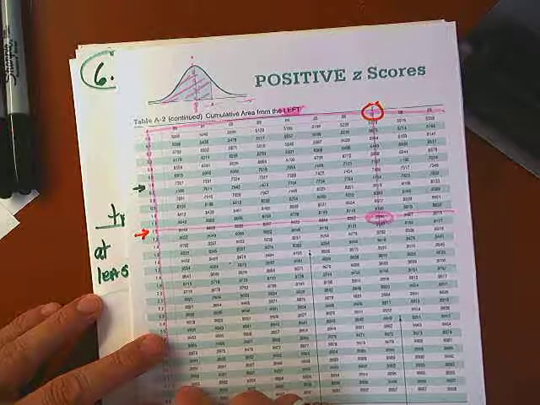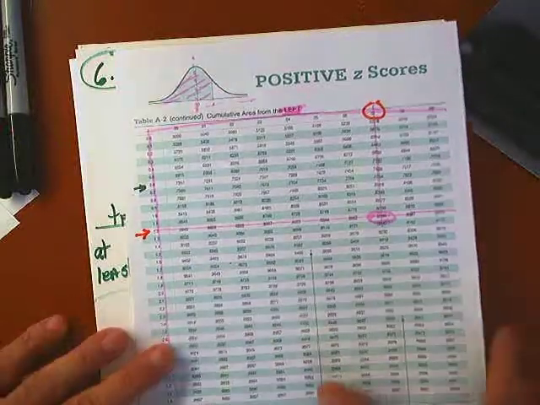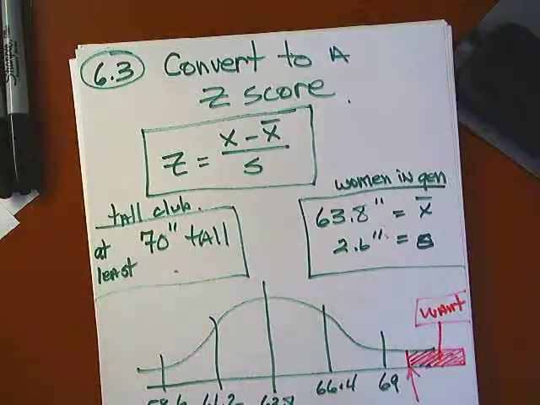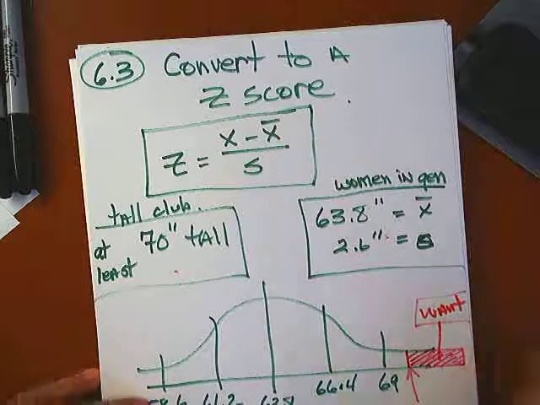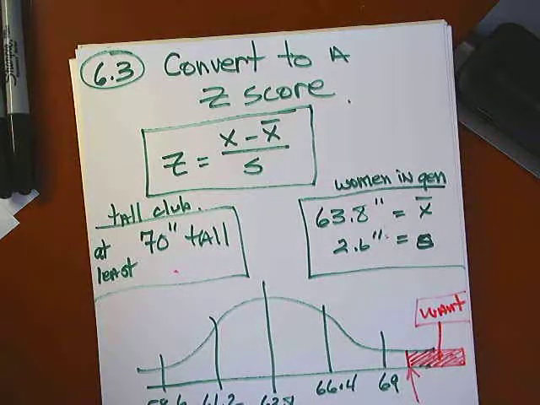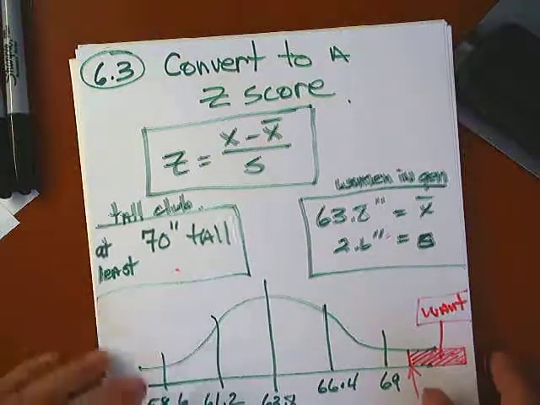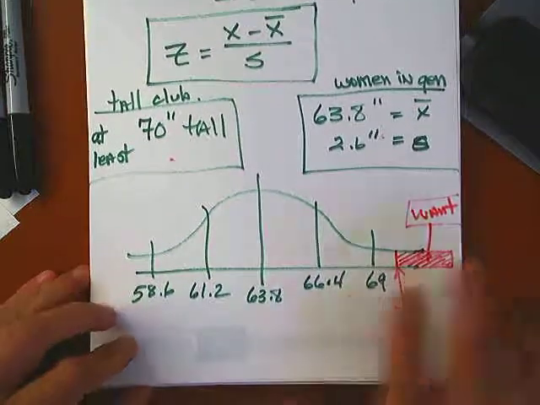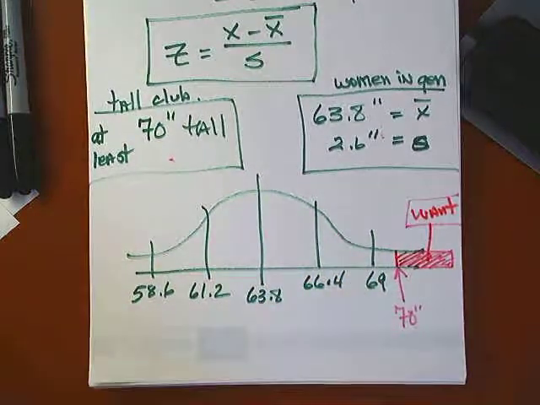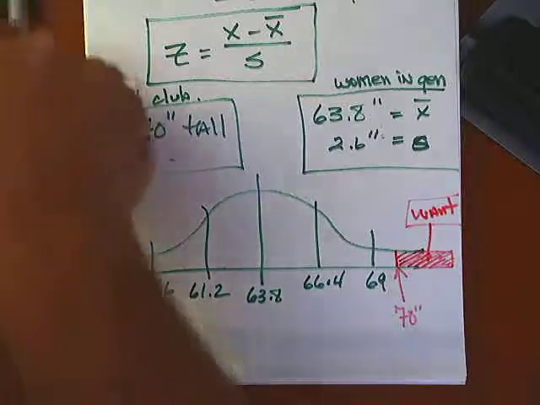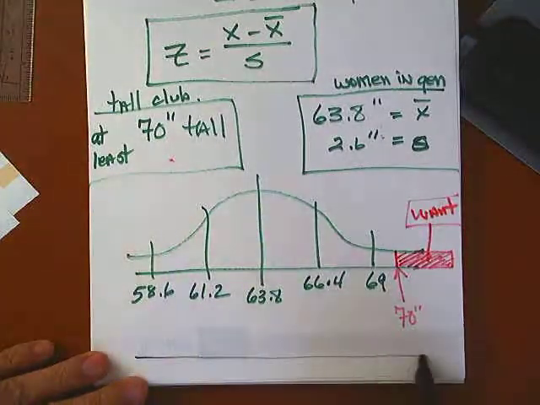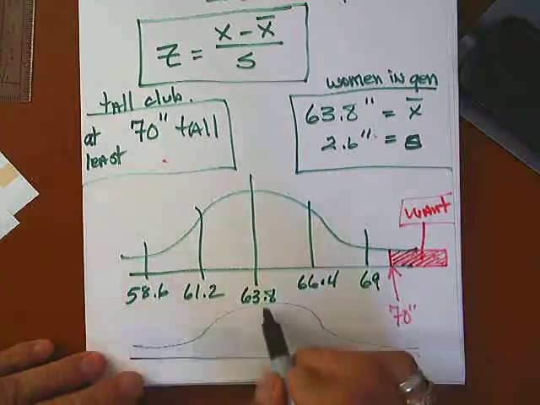Okay, so you want to know 70 inches tall. So we take our handy dandy red marker. 70 inches is out here. So we want to know at least. That means they have to be taller. So we need this area right out here. That's what we want. What is the probability of one of these women being in this club?